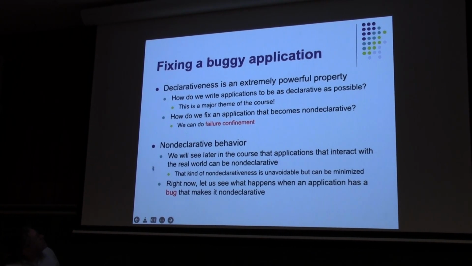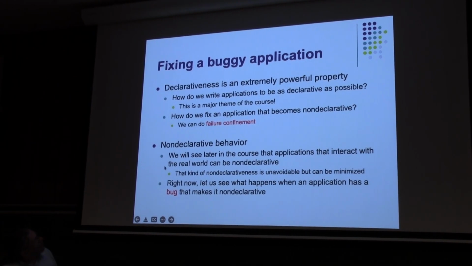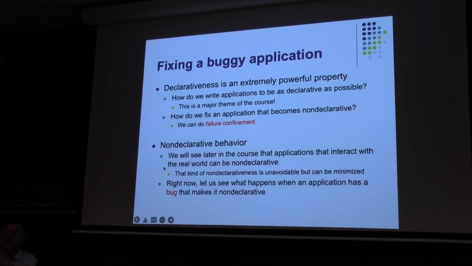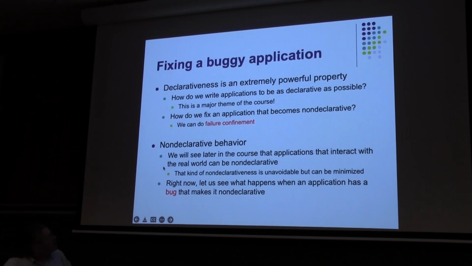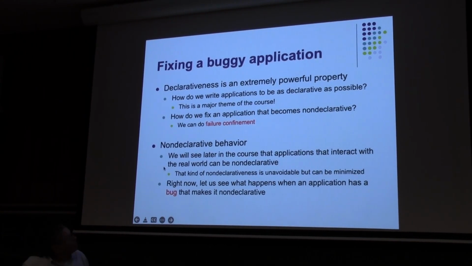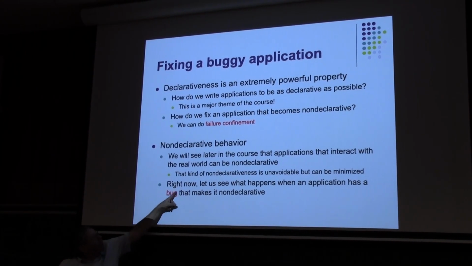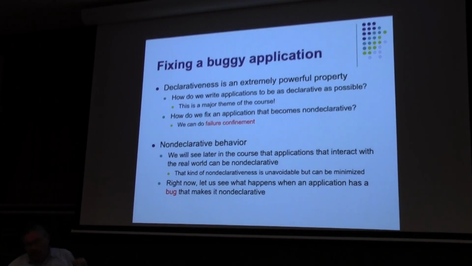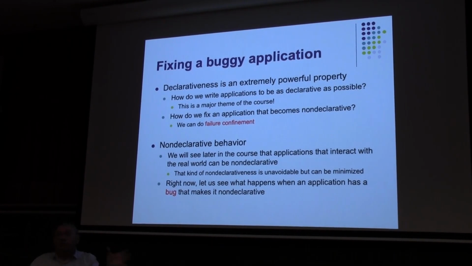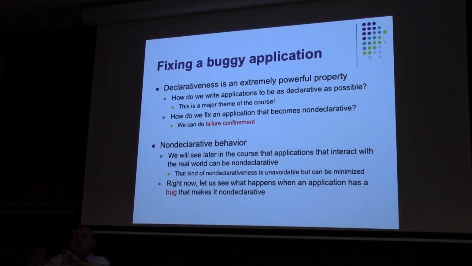So there are actually 2 ways of getting non-declarative behavior. There's a good way and a bad way. The good way is that the program interacts with the real world, and we'll see that later. That kind of non-determinism is unavoidable. But now, let's see what happens if you have a bug, and the bug makes it non-declarative. The idea is to fix it so the bug does not propagate.